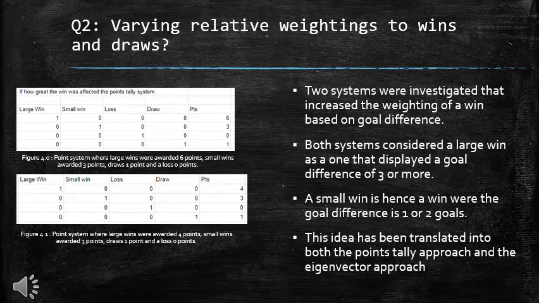We investigated 2 systems, the first shown in figure 4.0, where a large win is worth twice the amount of competition points as a small win. The second introduced a bonus point system, where teams would receive an additional point in the case of a large win, shown in figure 4.1.